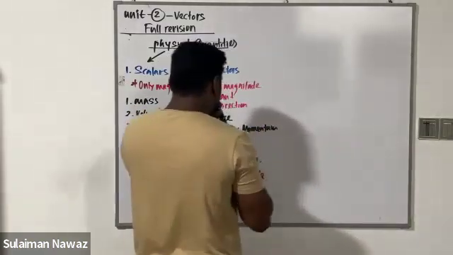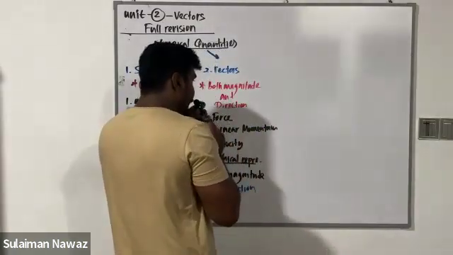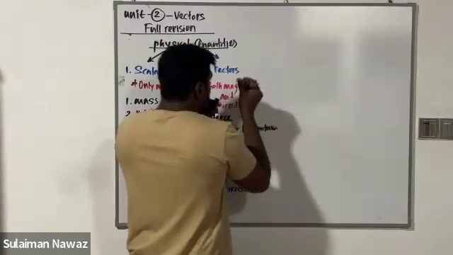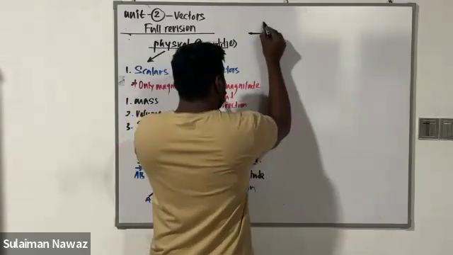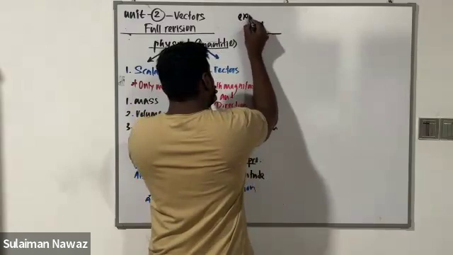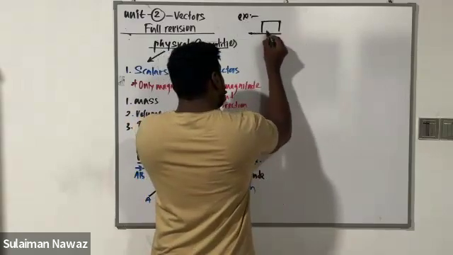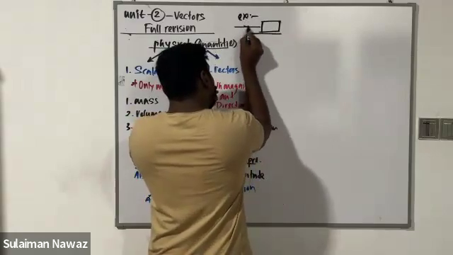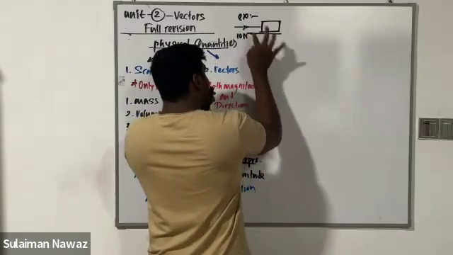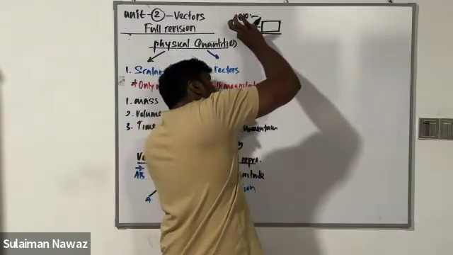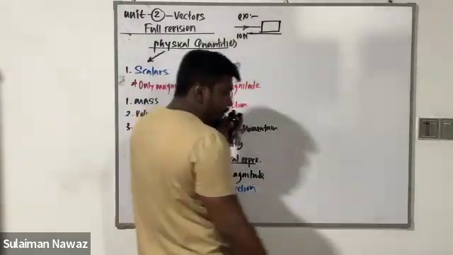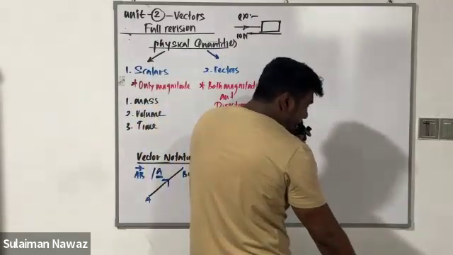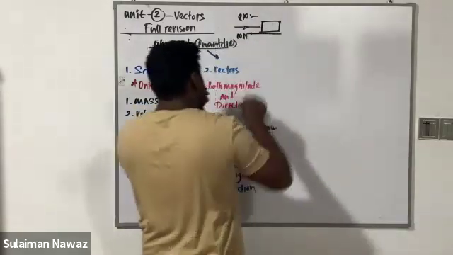For an example, you want to represent a vector. Let's say a 10 Newton force. There's an object, and a 10 Newton force is acting on the object in the horizontal right direction.